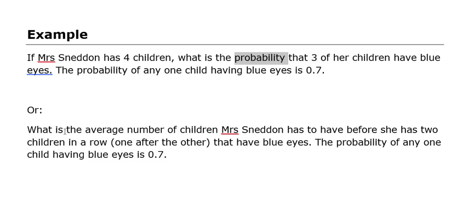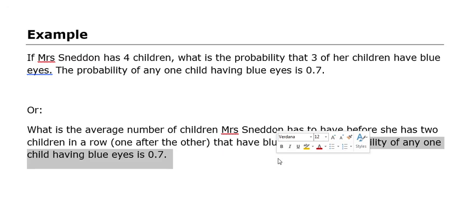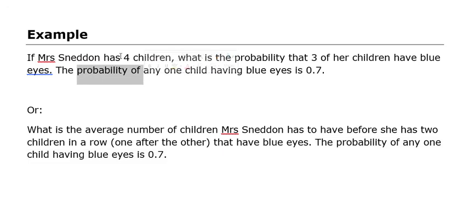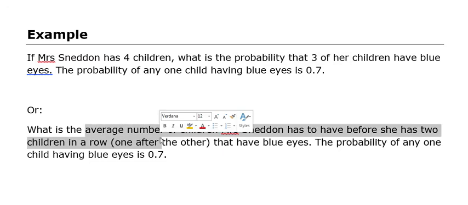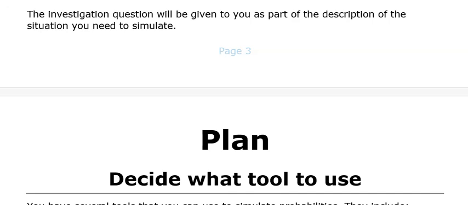Or I might ask the question, what's the average number of children that I have before I have 2 children in a row that have blue eyes? Okay, so I've still got the same probability of blue eyes being 0.7, but I'm trying to find not just the individual child having blue eyes, but the probability that 3 of these children do, or what's the average number of children before I have 2 in a row. Okay, so that's our problem section.